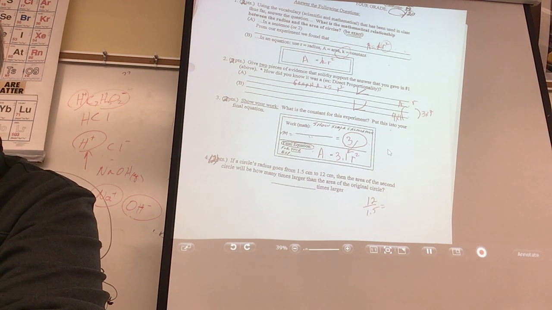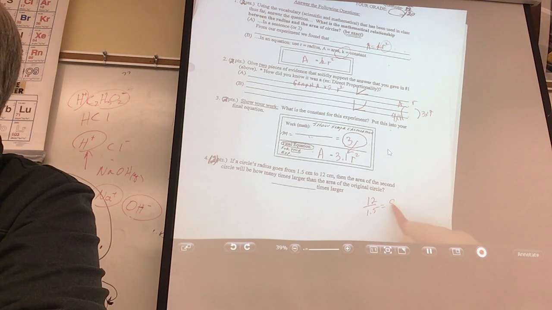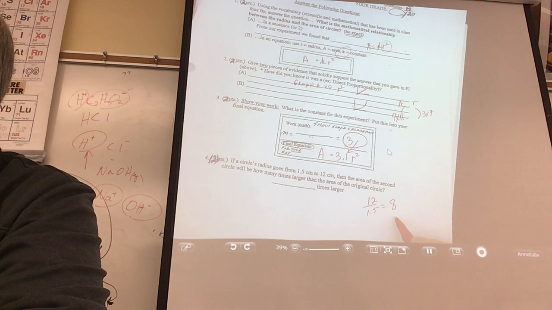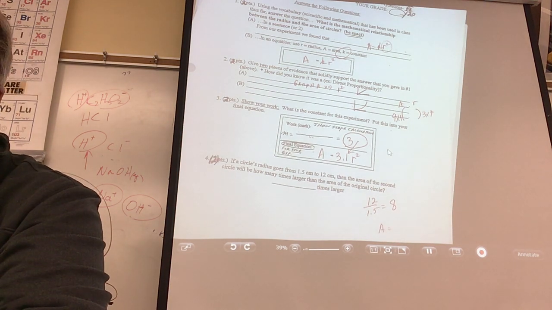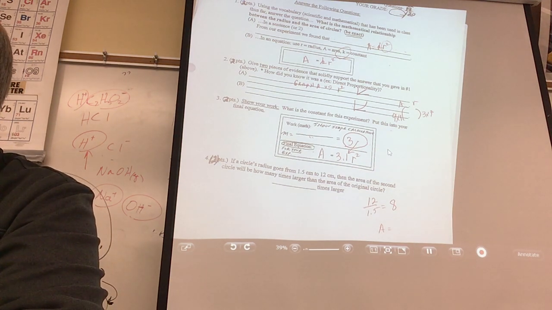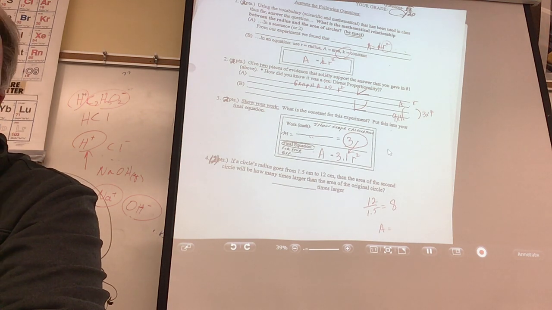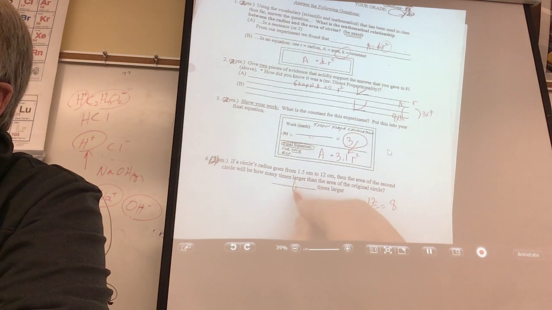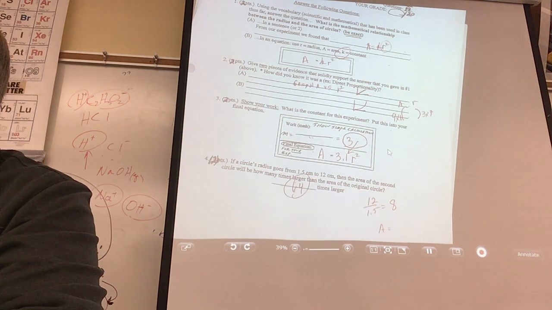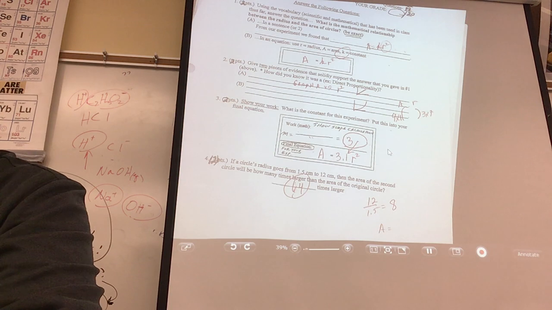What do you got? 8 times larger. 8? Okay. So, if the radius gets 8 times larger, will the area get larger? Yes, it's one of the direct relationships. Will it get 8 times larger? No, that'd be a direct proportionality. So how many times? 64. 64, which is 8 squared times larger, won't it?